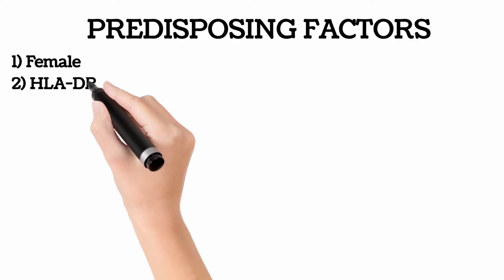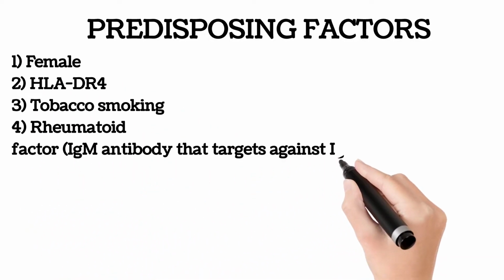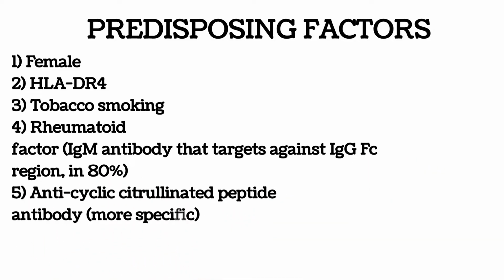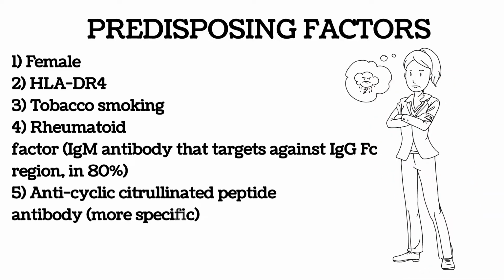The predisposing factors in rheumatoid arthritis: it occurs mostly in females, and the HLA-DR4 gene is involved. Tobacco smoking is a risk factor. Rheumatoid factor is present; it is an IgM antibody that targets the IgG Fc region, in 80% of individuals. Anti-cyclic citrullinated peptide antibody is present, and it is the more specific antibody.